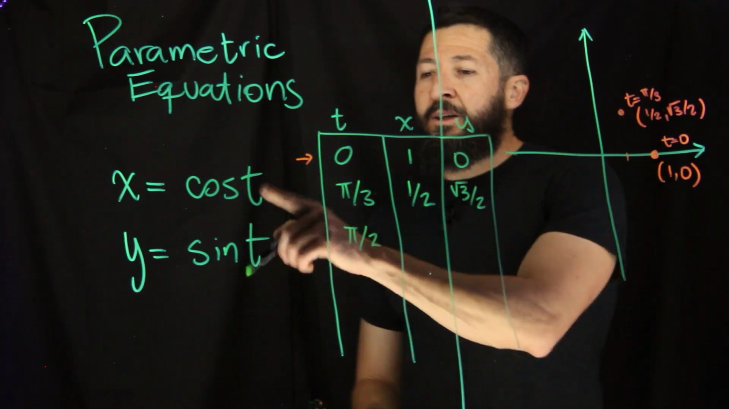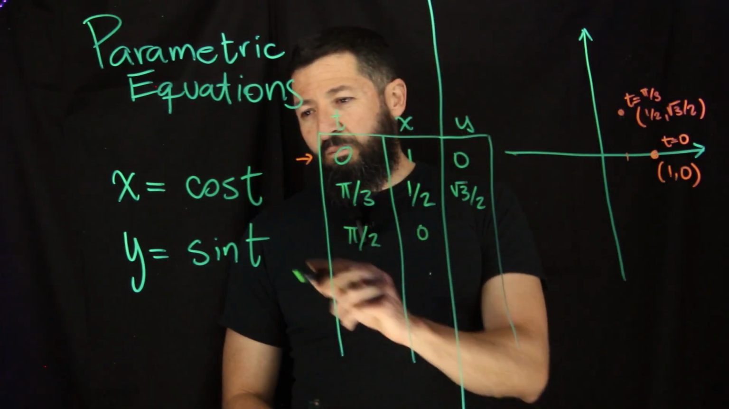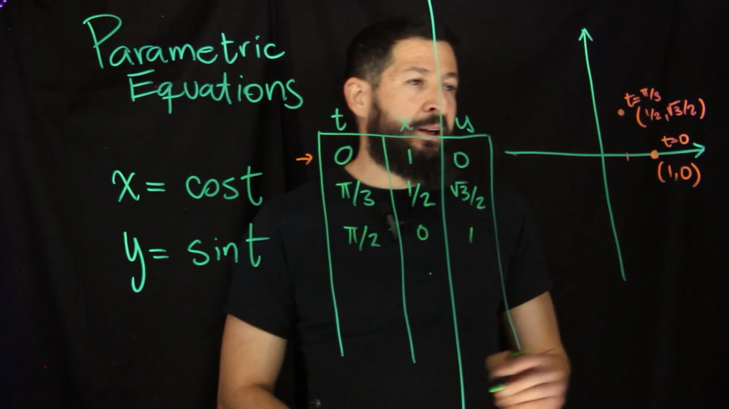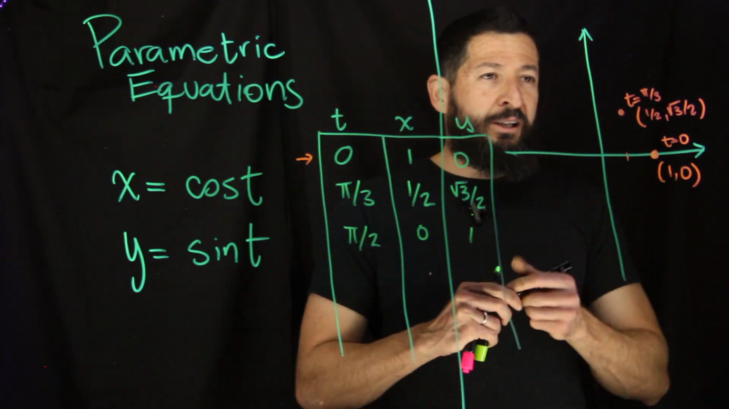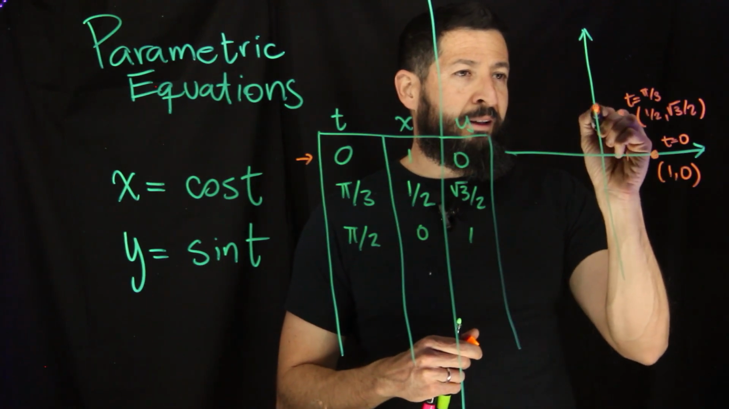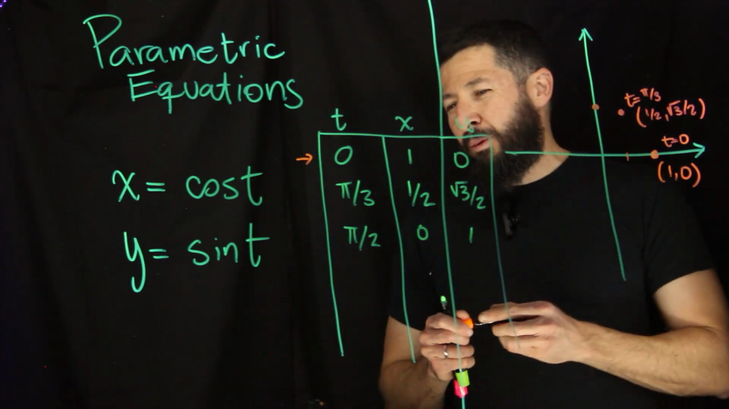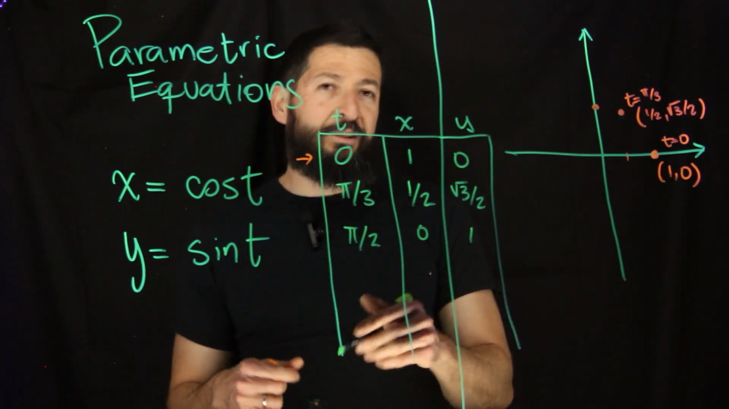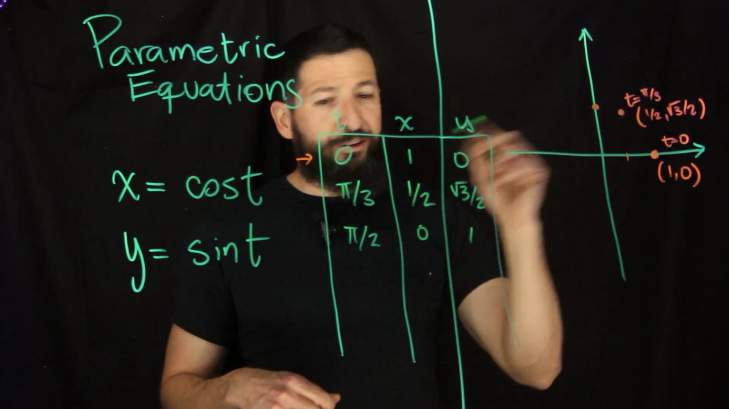So pi over 2, cosine of pi over 2 is 0, sine of pi over 2 is 1, and I'm going to end up at this point here, roughly there. And I'm going to do a couple more just because, and then we're going to draw the graph, which is going to be the unit circle.